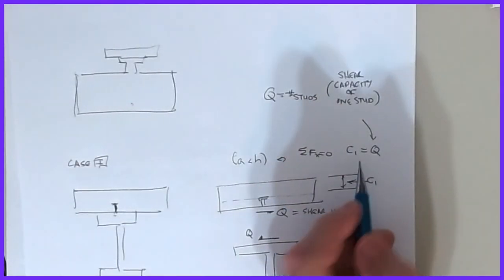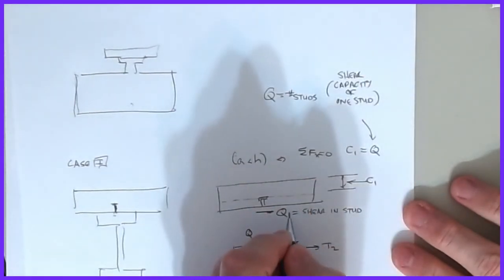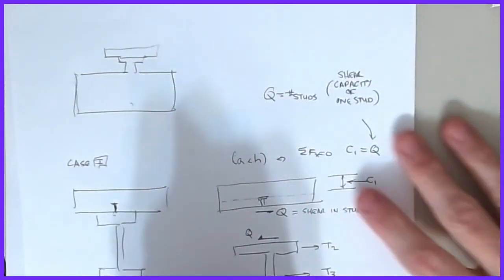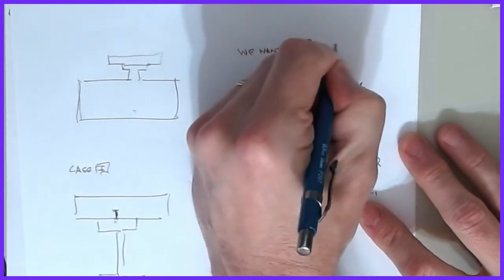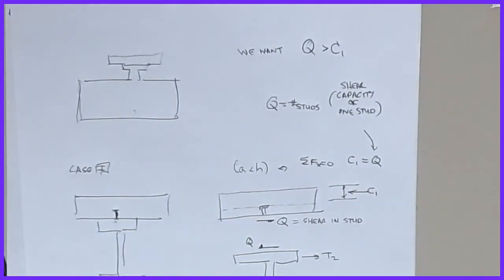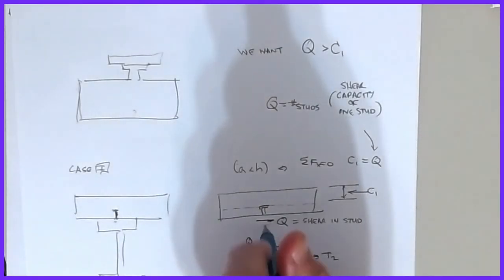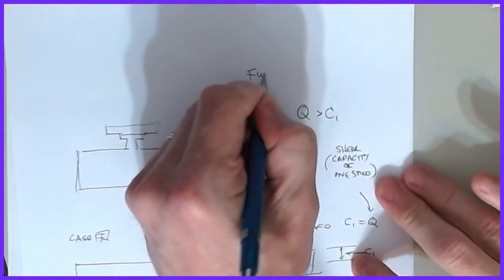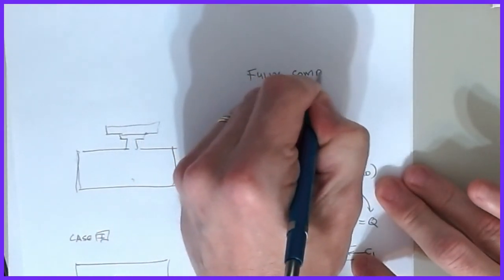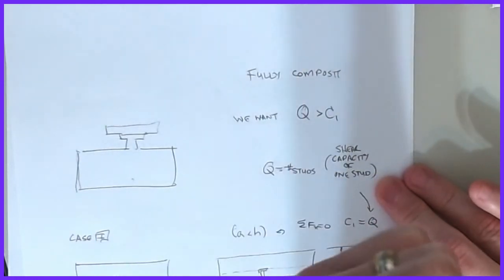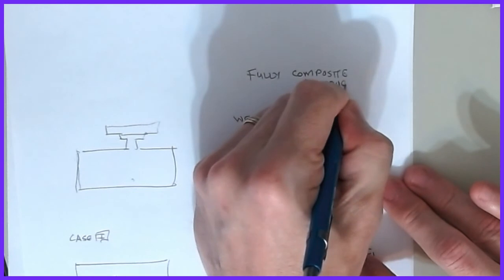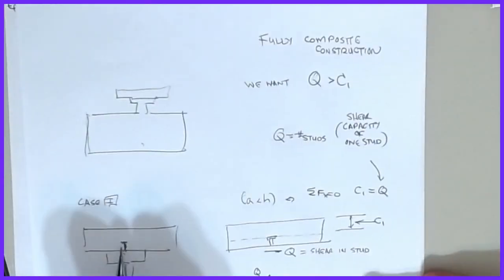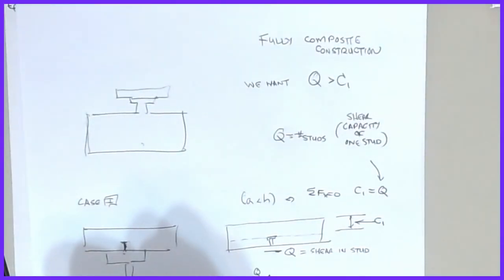And from a design standpoint, we want Q greater than C1, because that means that this connection is effective, and when that happens, this is what we call fully composite. It means that you've done the construction in such a way that the slab and the beam are both contributing to the flexural capacity.